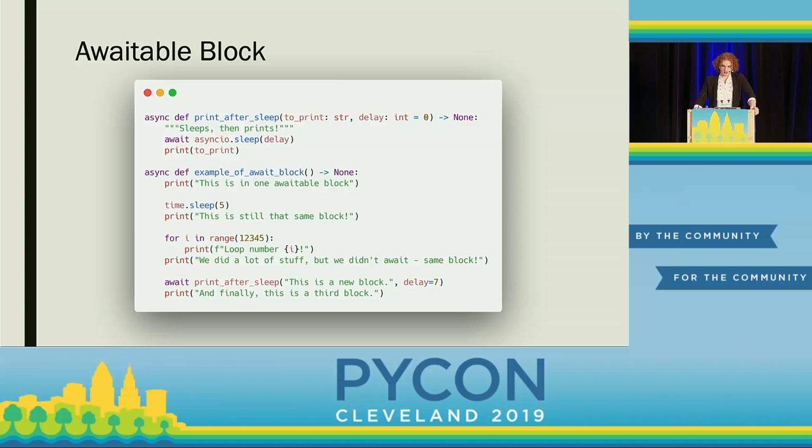We might make a print statement. We might sleep synchronously inside the thread. We might loop over 10,000 different times. If we don't await out, then we're still in a single block and we're still consistent. In comparison, as soon as we make an await statement or a call to another coroutine, we lose that consistency because we've yielded out to the event loop. We're in a new block that is independently scheduled.